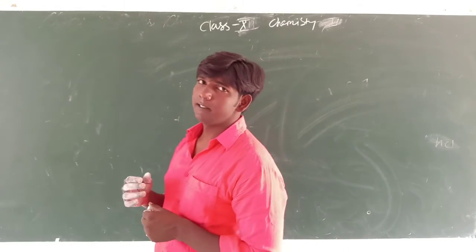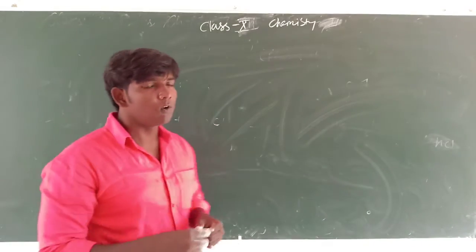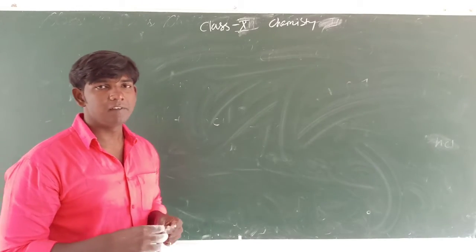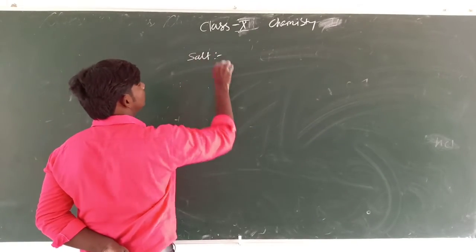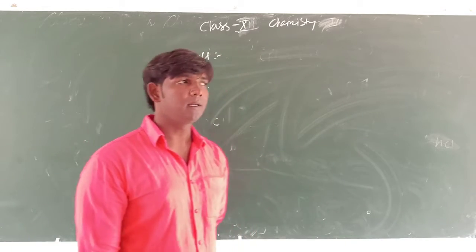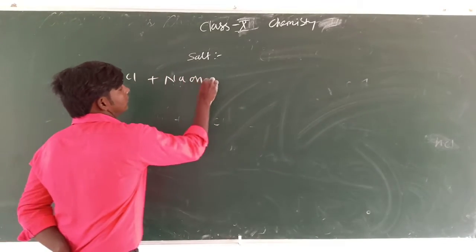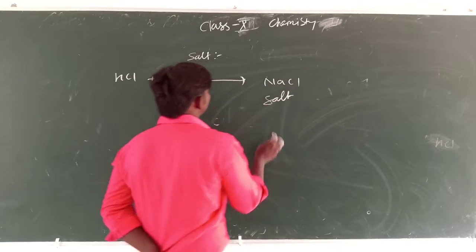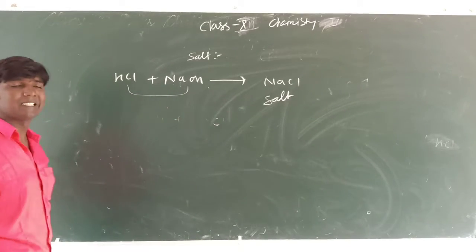We have continued with acids, bases, and salts. Okay. So, what is salt? We have learned acids and bases, but we were left with salts. So, what is salt? Salt is nothing but the neutralization product of acids and bases. If we react HCl with NaOH, we get NaCl, and that is a salt. So, salt is nothing but the neutralization product of acids and bases.